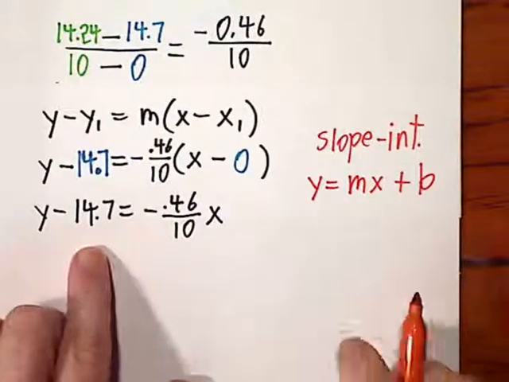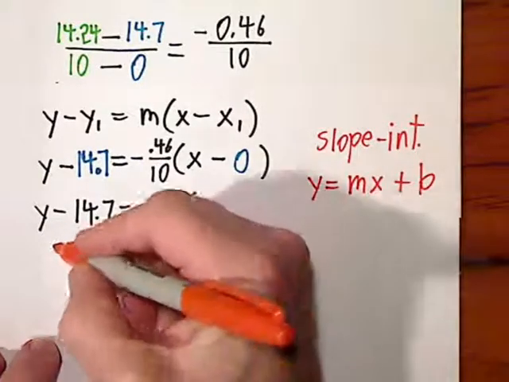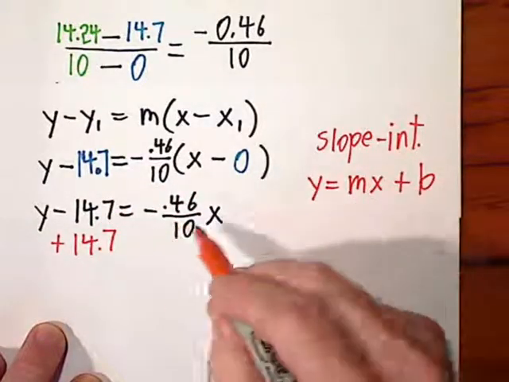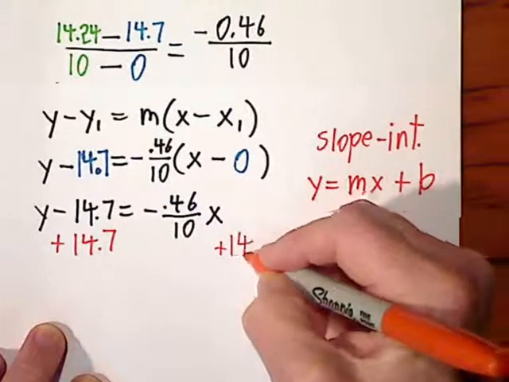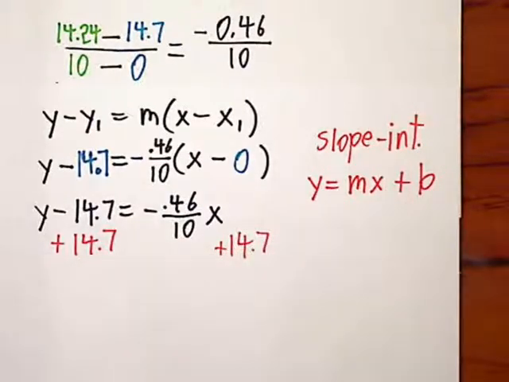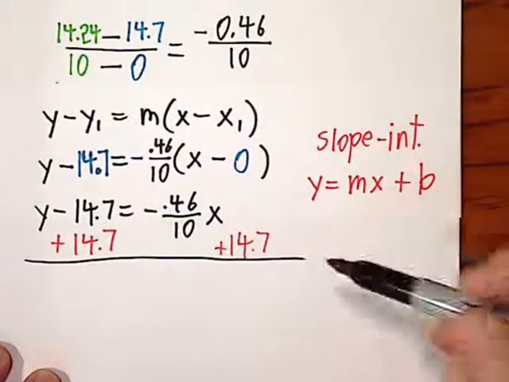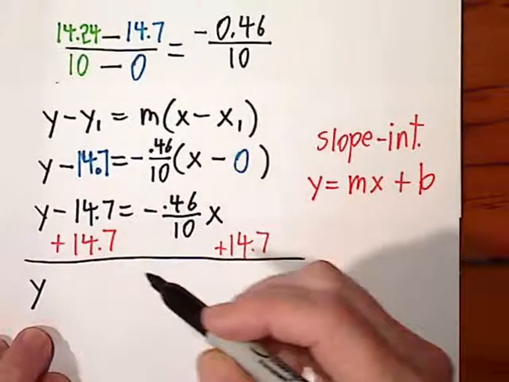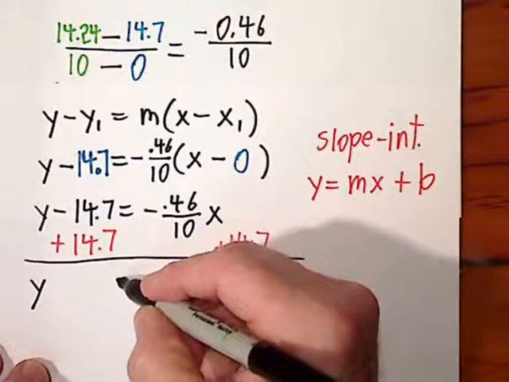I want to arrange this in this form, so I need to get rid of this negative 14.7. I'll say plus 14.7. I have to do the same thing on the other side of the equal sign. Okay, so plus 14.7. And then I'll just draw a line, bring everything down, and see what we're looking at here. So we've got y. I really should have just brought that over. Well, I'll leave it there.